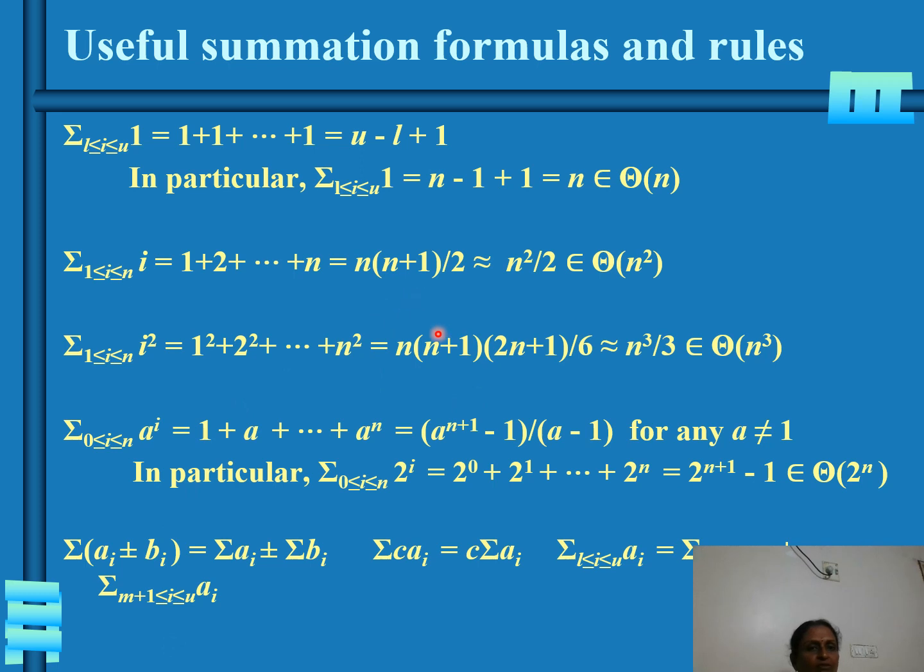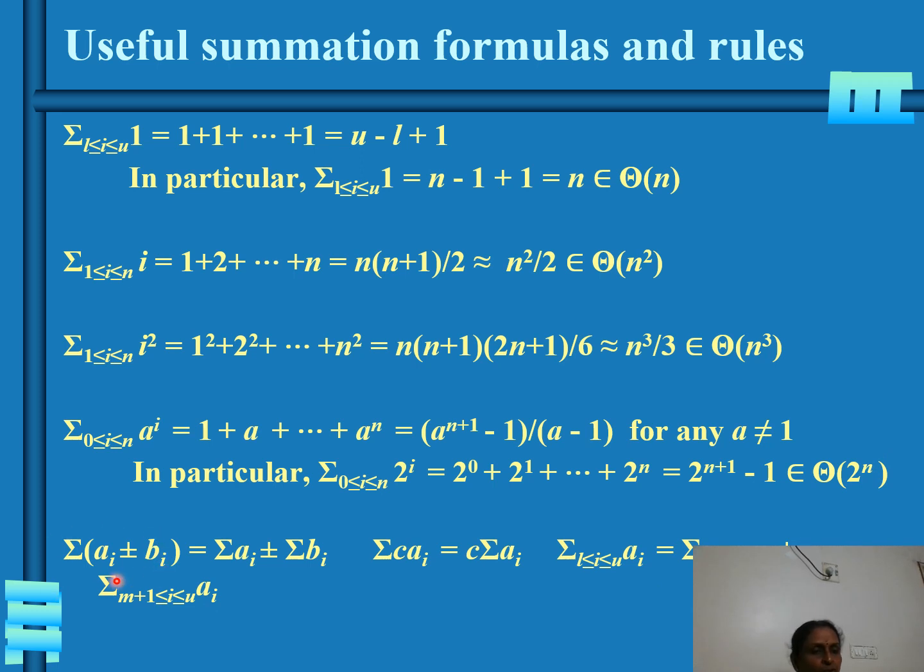So these are some of the basic rules. If you have a constant in the summation, the formula is upper limit minus lower limit plus 1. Suppose you have the summation of i, where the value of i ranges from 1 to n. This is the sum of the natural numbers, and the formula is n times n plus 1, divided by 2. So the order of growth is n square. If it is i square, the order of growth is n cube. If it is a power of i, the order of growth is exponential, that is 2 power n.